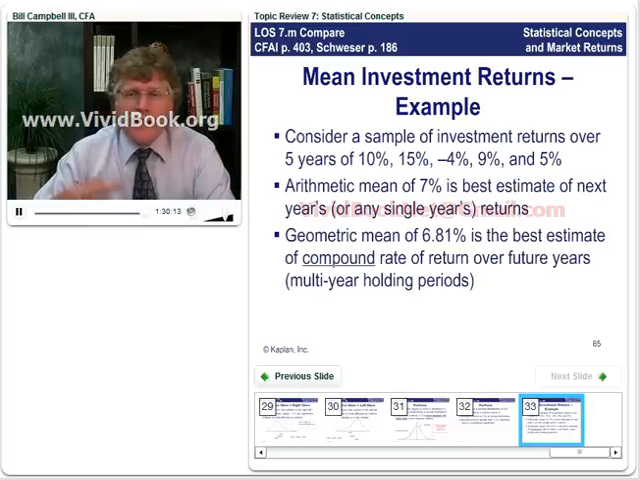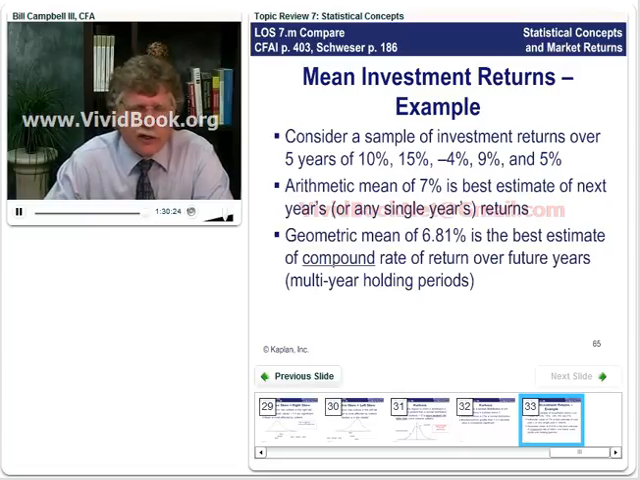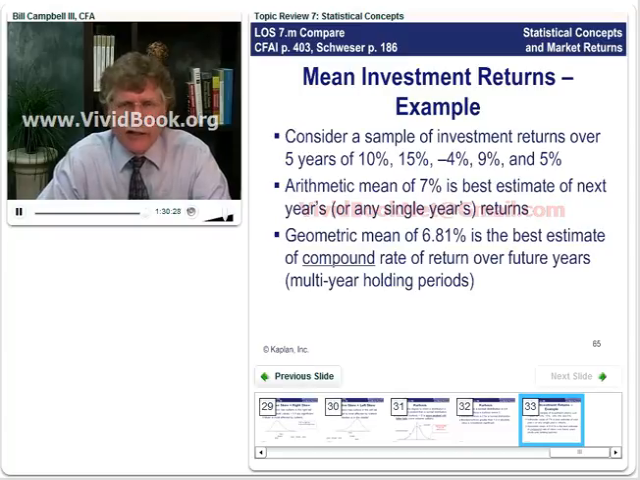That says that next year, our best estimate of what the return is going to be next year is 7%. It's a 1-year estimate. Take the arithmetic mean, that's the best estimate of what we'll get next year.